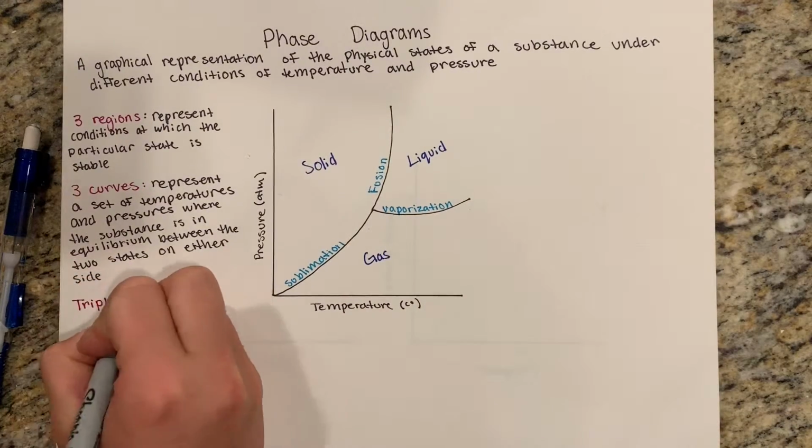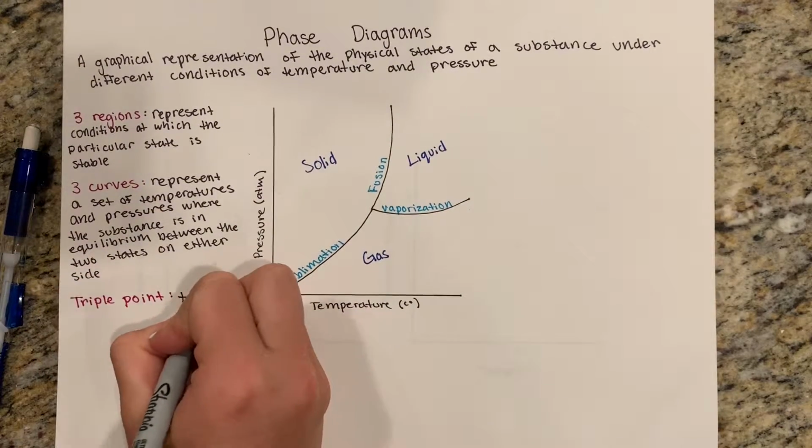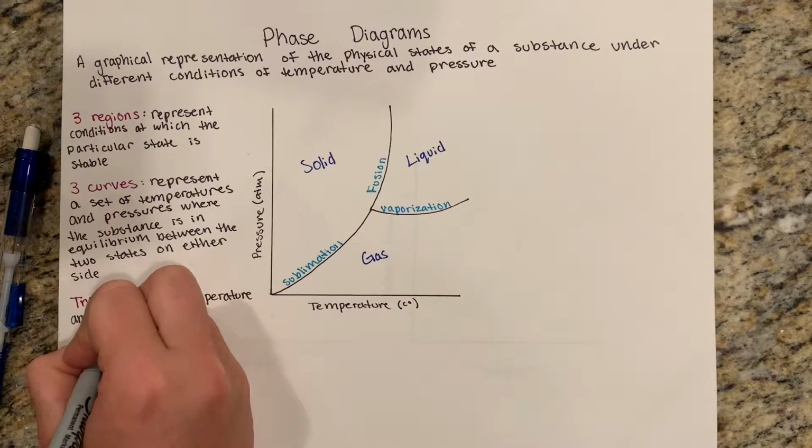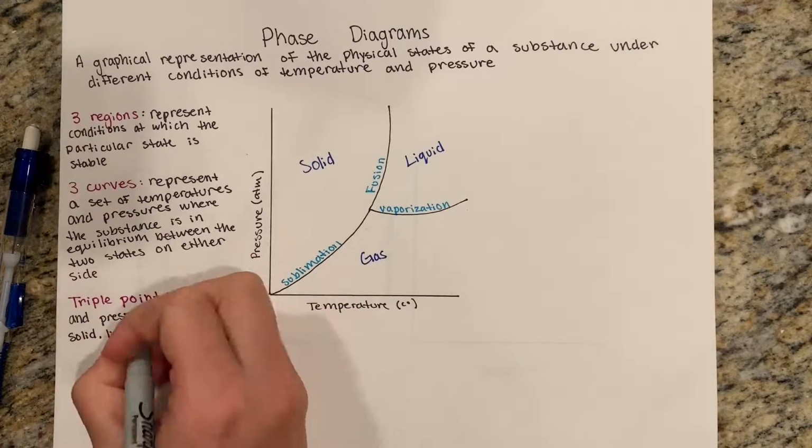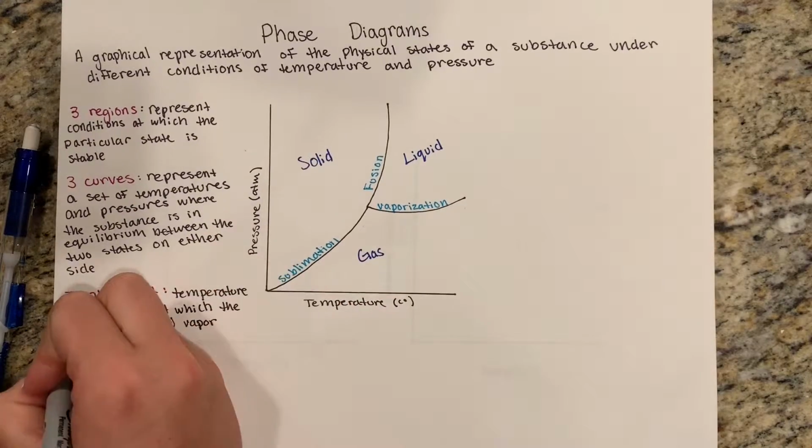Next, you have the triple point. This point represents a temperature and pressure at which the solid, liquid, and vapor phases of a pure substance can coexist in equilibrium.